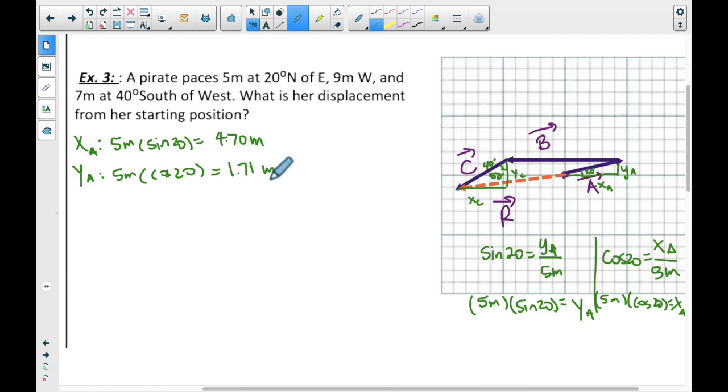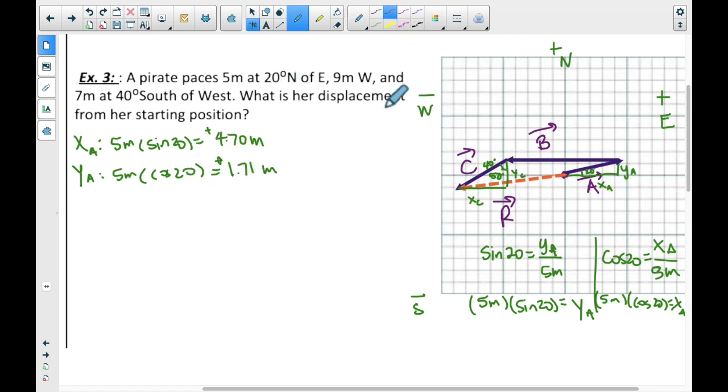And I need to think, are those positive or negative? I'm going to call to the right positive, or in other words, east. I'm going to call to the left, or the west, negative. I'm going to call down, south, negative. I'm going to call up plus, or north. So in this case, this first vector is going positive and positive. These are both positive values, and I'm just going to want to pay attention to that as I go.